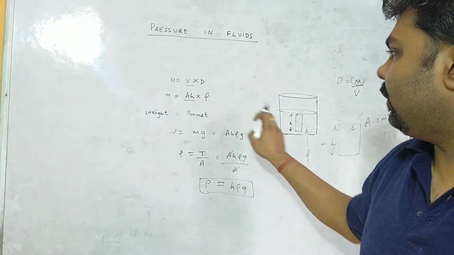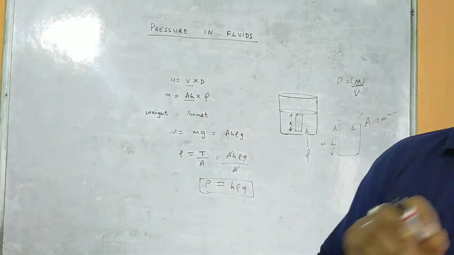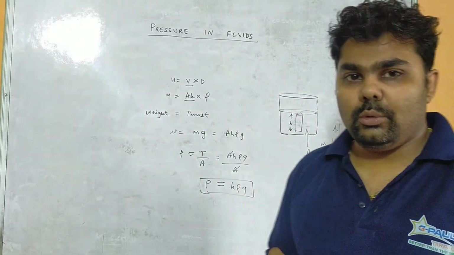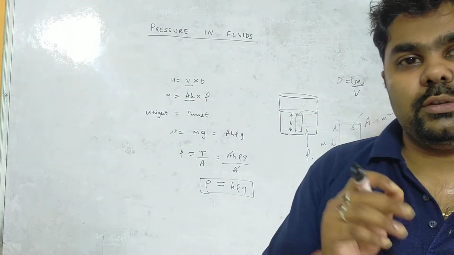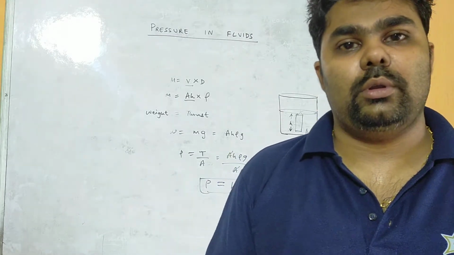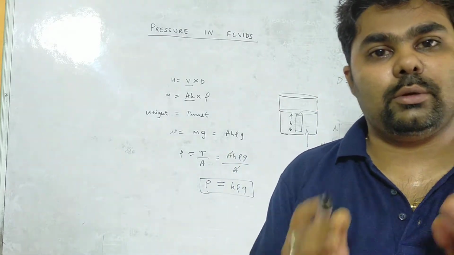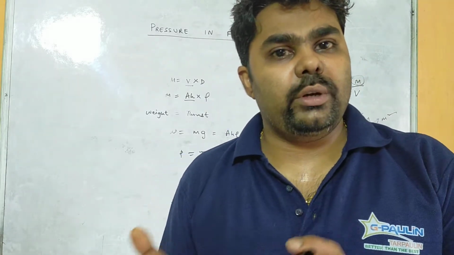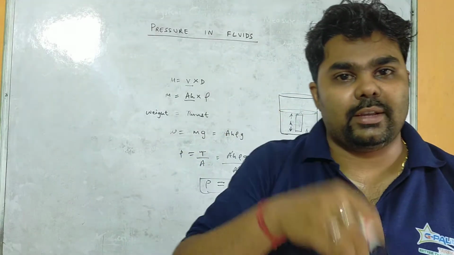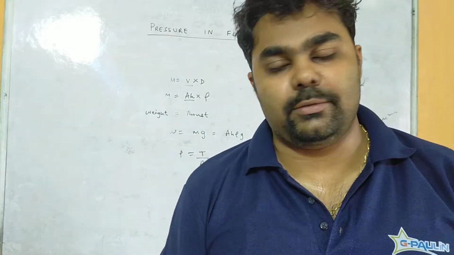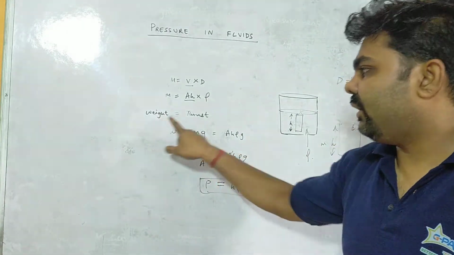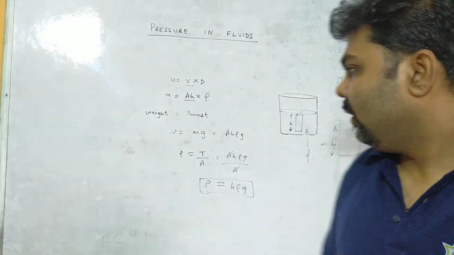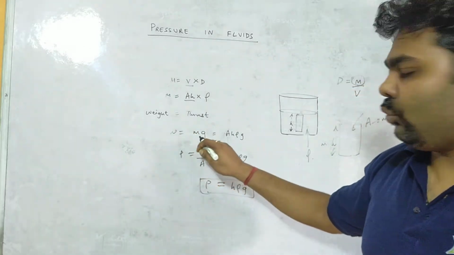And the density of the liquid was rho. So what have we got in place of M? M equals AH rho. Now we know whenever we place any object on a surface, the force exerted by that object is equal to its weight. So weight equals thrust, that is, how much force it is exerting normally on that surface. So thrust means the weight of that object. Weight means m into g.